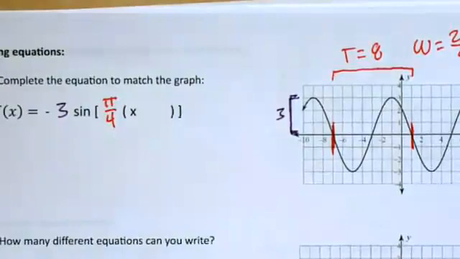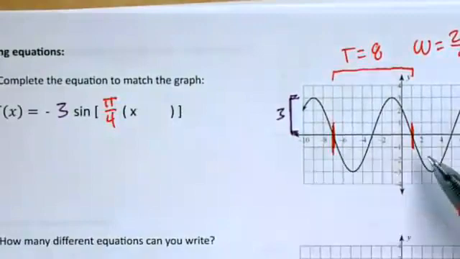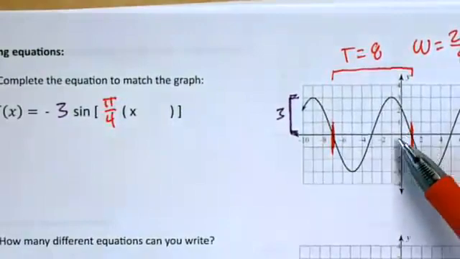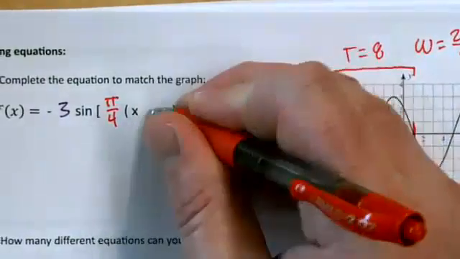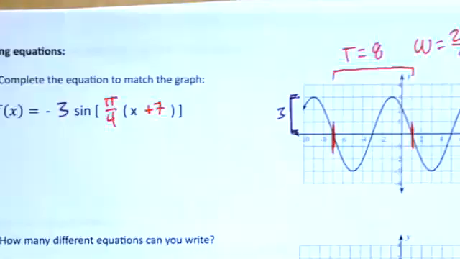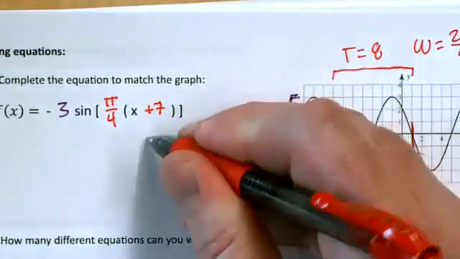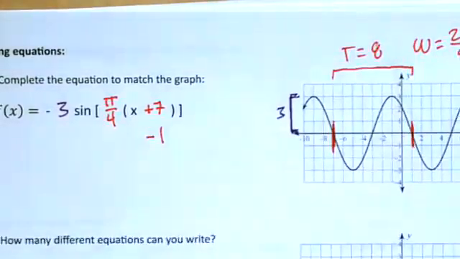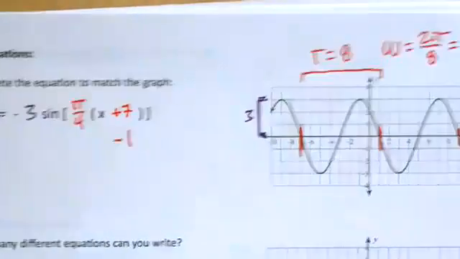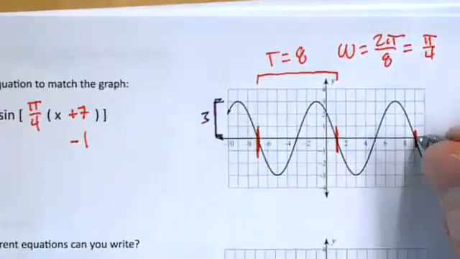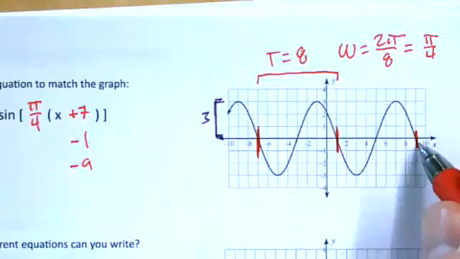And as far as our shift, we just need to shift from the origin to one of these starting points. And we've got options. We could have moved from the origin to the left by 7. That would be a +7 in here. Or I could have moved to the right by 1. So instead of that +7, I could have written a -1 there. If I wanted to get really fancy, there is one starting here at 9. So I could do -9 because that's 9 units to the right.